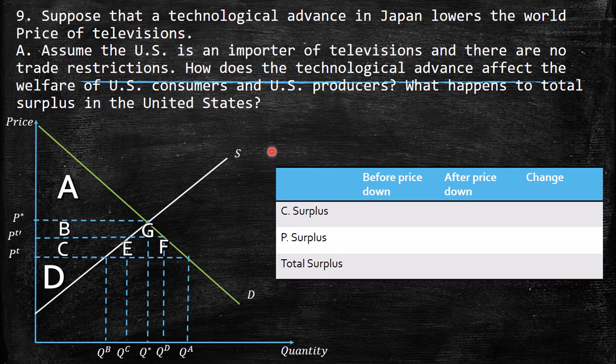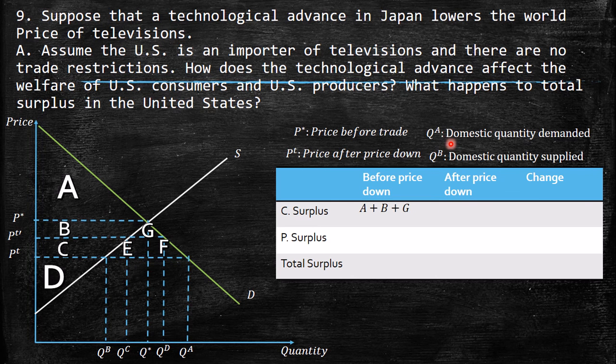How we are going to analyze, we're going to outline this information in this table. So we have here the consumer surplus, producer surplus, and the total surplus. So we have the before the price down and after the price down. So basically before the technological advance and after the technological advance. So here we have the consumer surplus before technological advance. Remember, it was a price. So consumers have this consumer surplus.